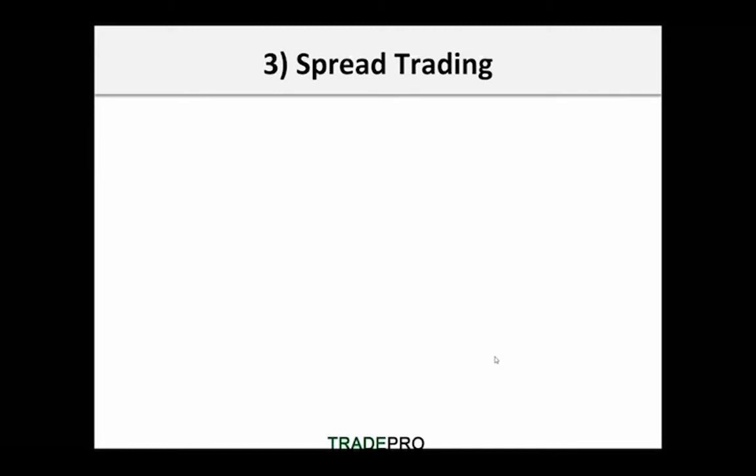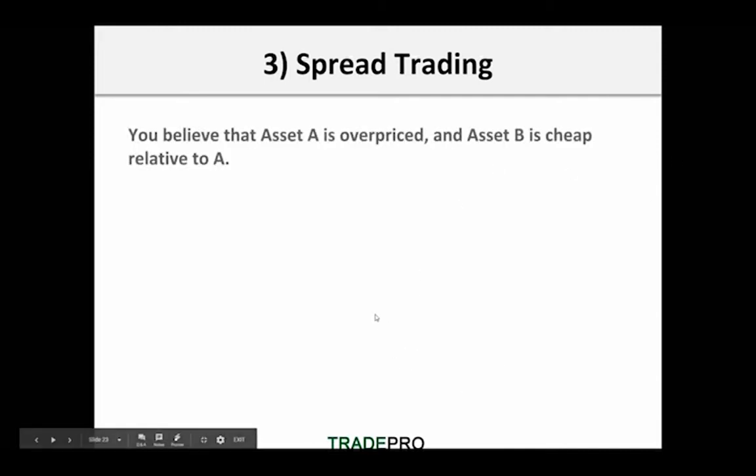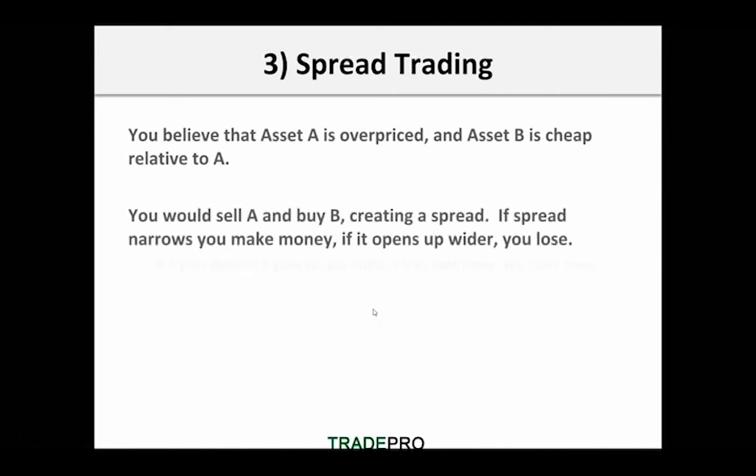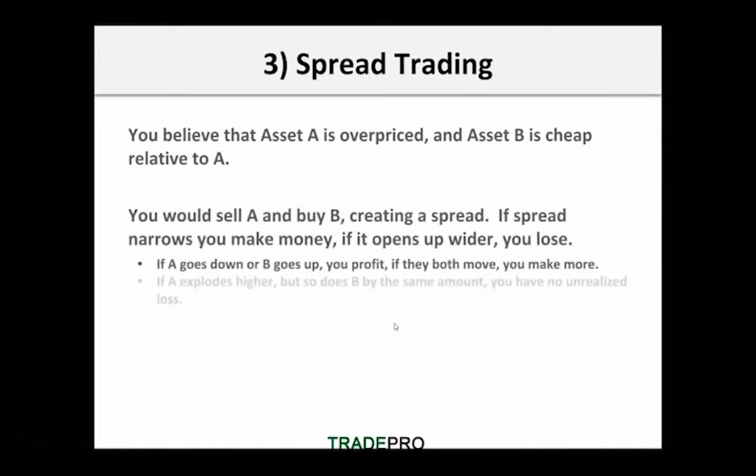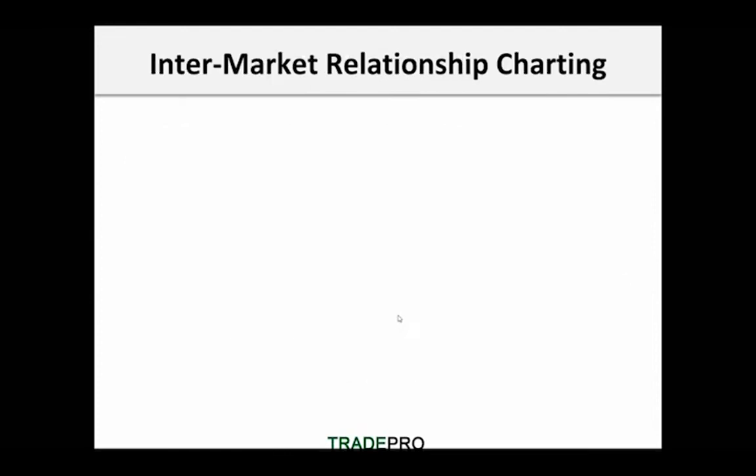Find out what is inversely and positively correlated right now. Go in and set up correlation charts. What assets do you trade, Priscilla? Sounds like mostly stocks. I'll show you guys Forex in a minute too. Spread trading is the idea that asset A is overpriced and asset B is cheap relative to A, so you basically sell one and buy the other. I'll show you what I mean by that.